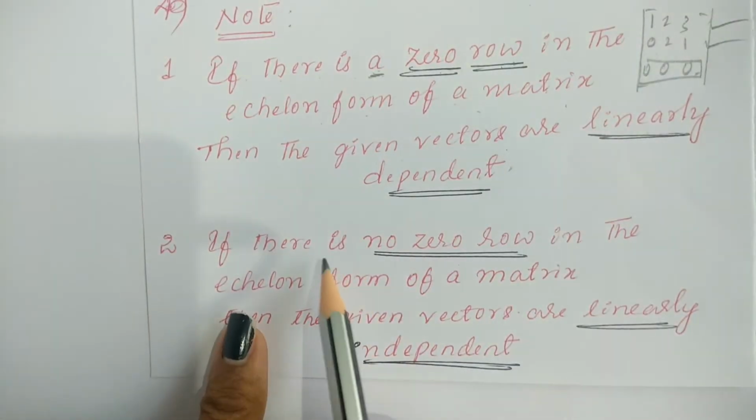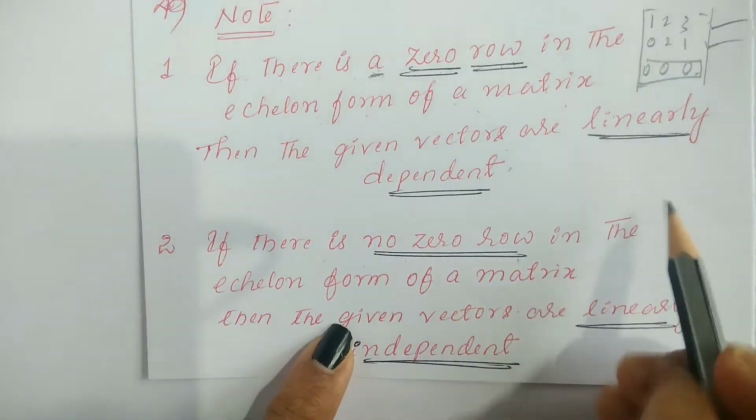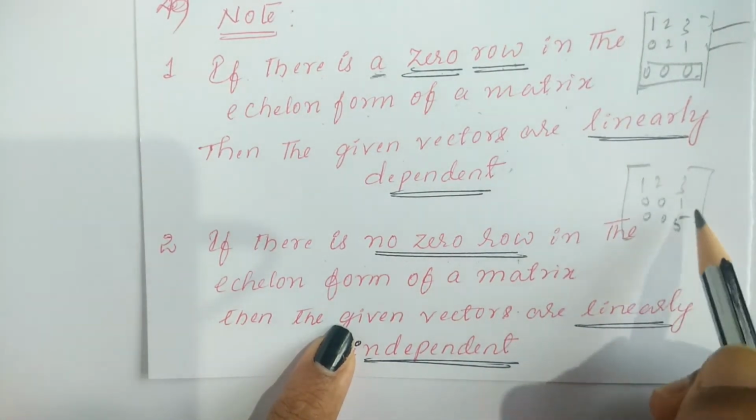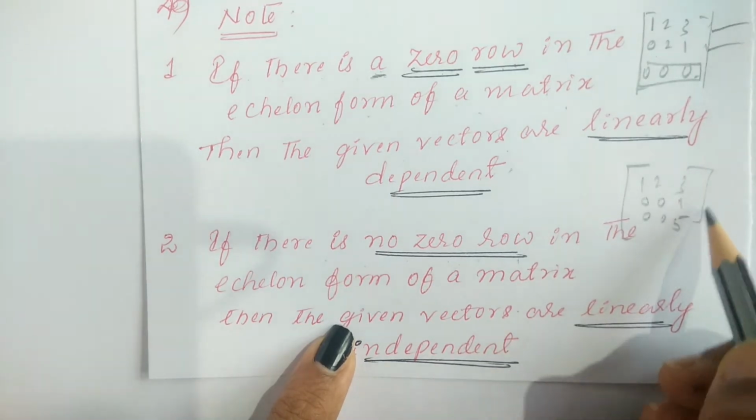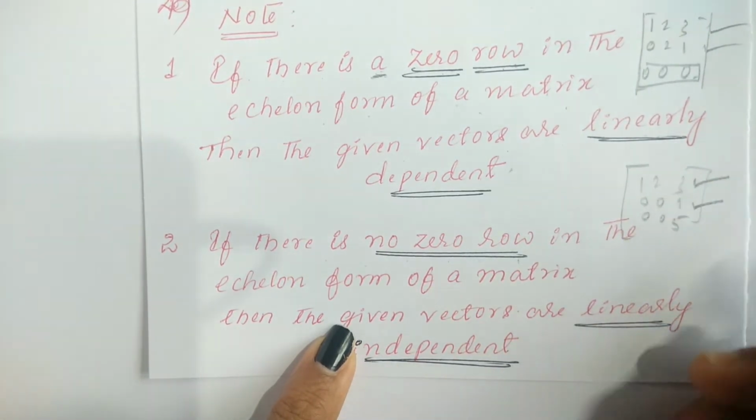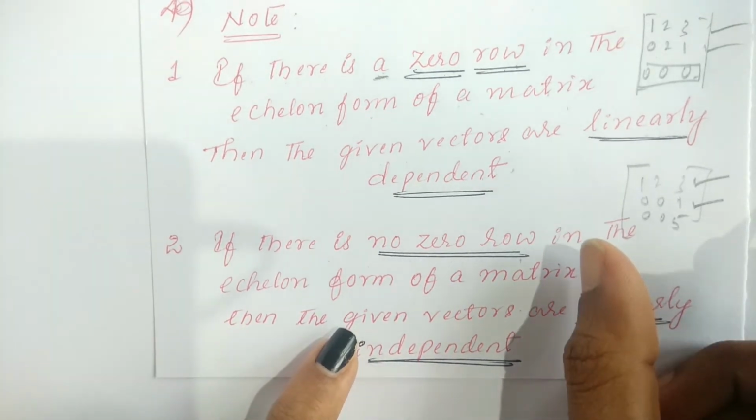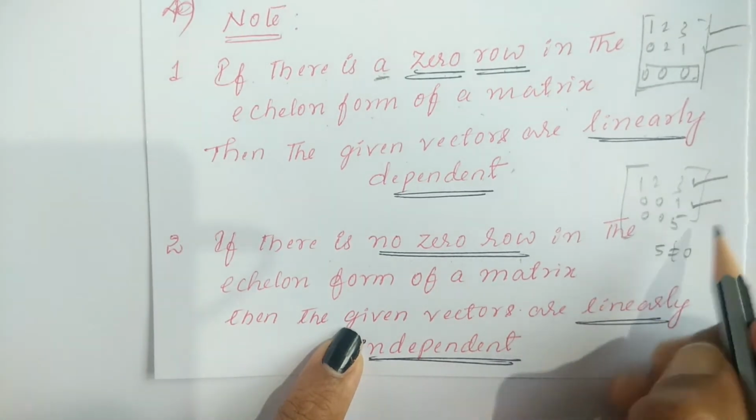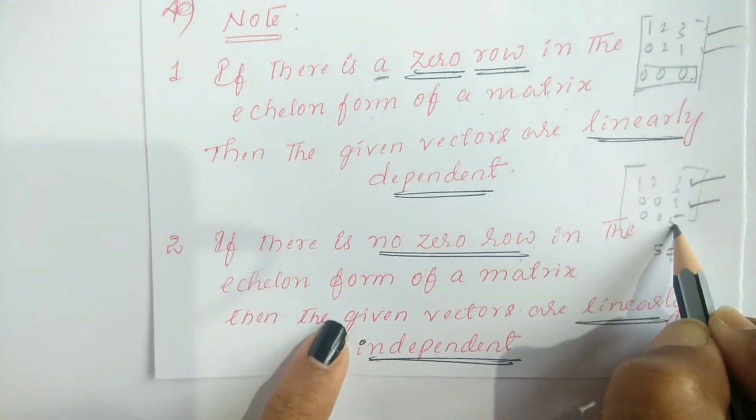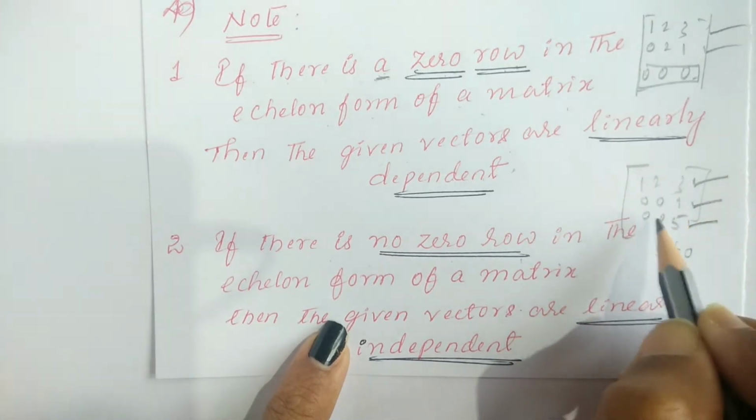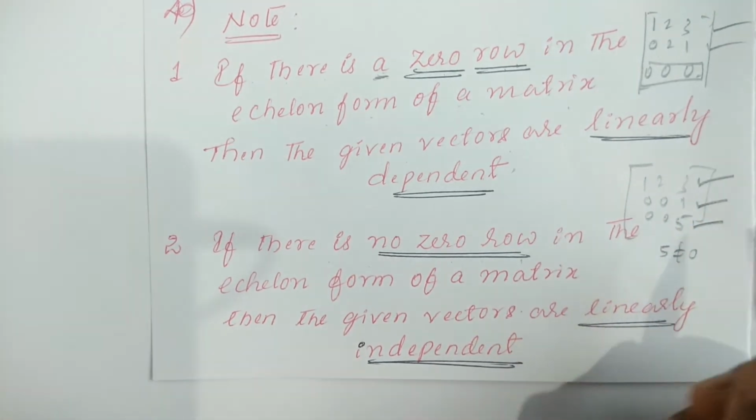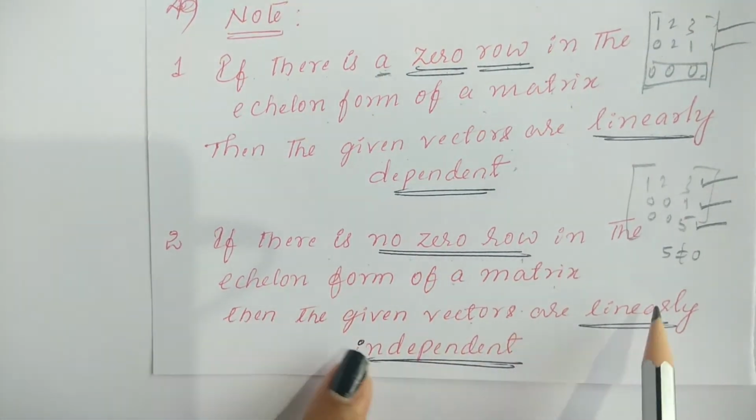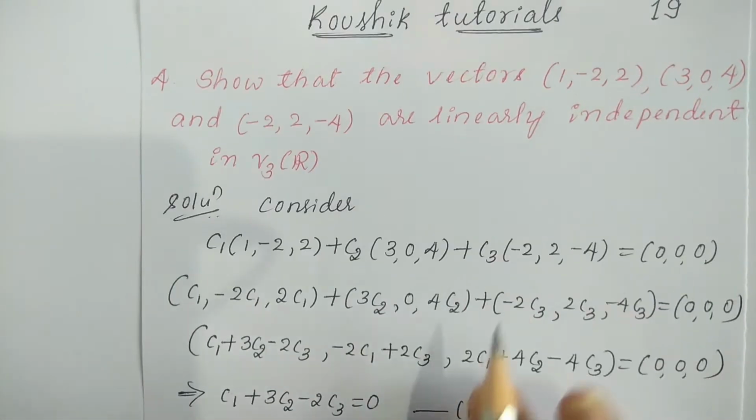Next, if there is no 0 row, say 1 2 3, 0 0 1, 0 0 5. Here 1 is not equal to 0, so this is a non-zero row. 1 2 3, all the entries are non-zero, so this is also a non-zero row. 0 0 5, here 5 is not equal to 0, so we have a single entry not equal to 0, therefore the complete third row is also a non-zero row. If there is no 0 row in the echelon form of the matrix, then the given vectors are linearly independent. Here is the fourth problem.